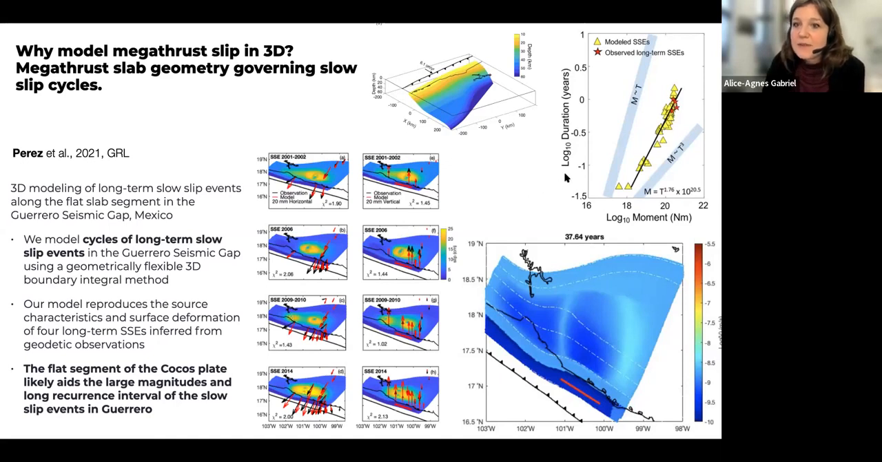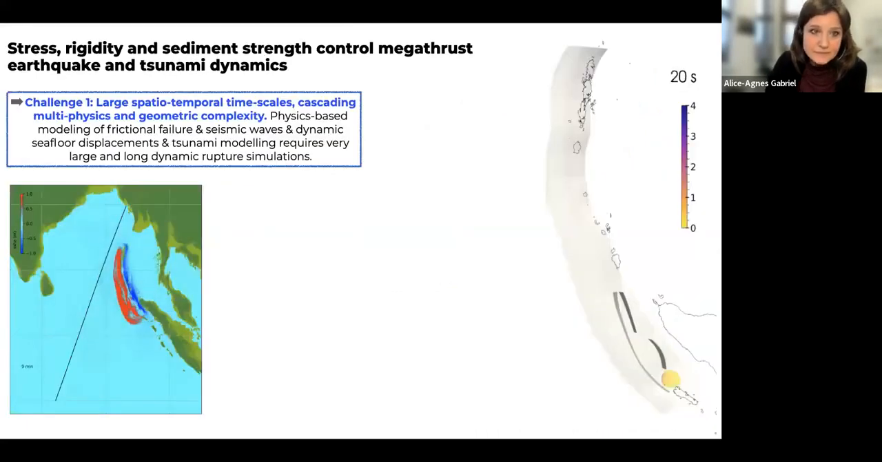And this is the duration moment scaling that we're inferring from the models. And there's a recent study by Mathilde Radiguet who confirms that by new SSE geodetic observations in that region. So it's interesting to look at megathrust slip in 3D, for sure in the slow earthquake sense, but it's also interesting to do that on the co-seismic scale.